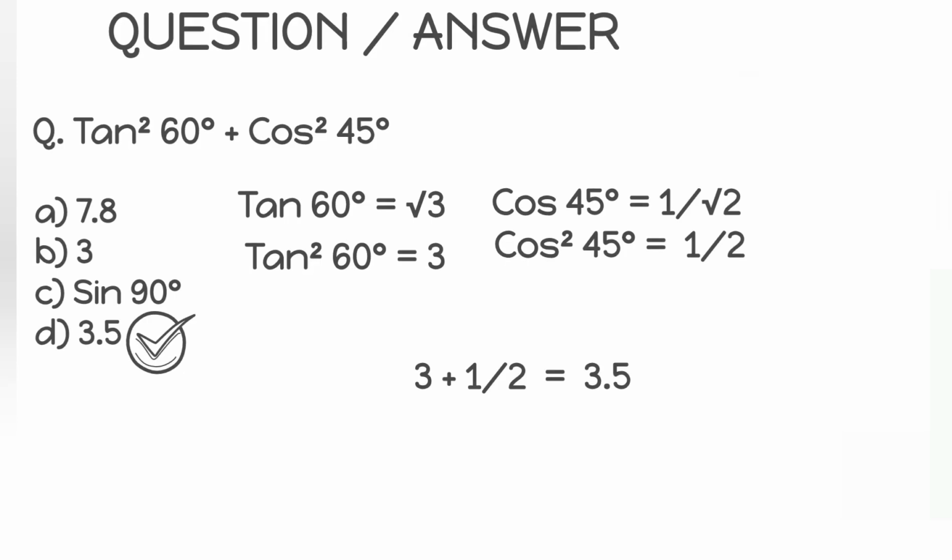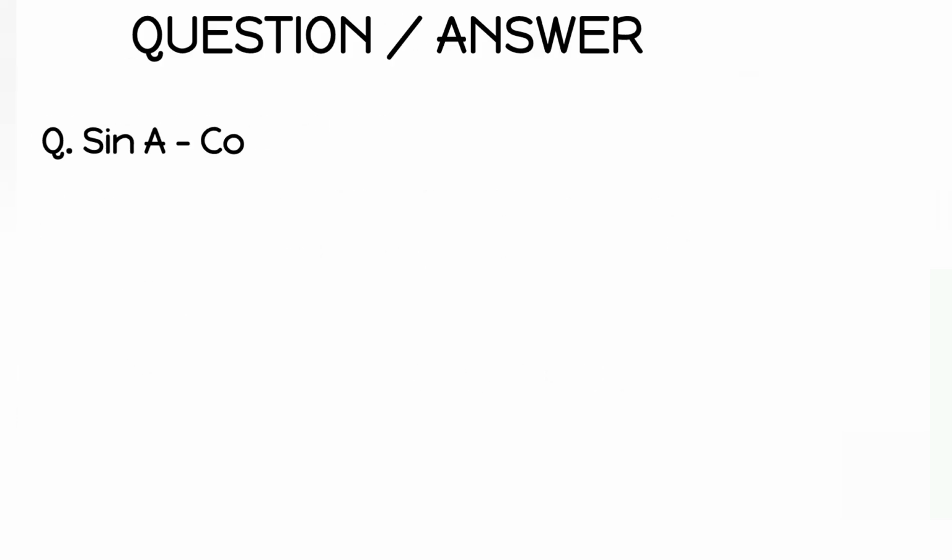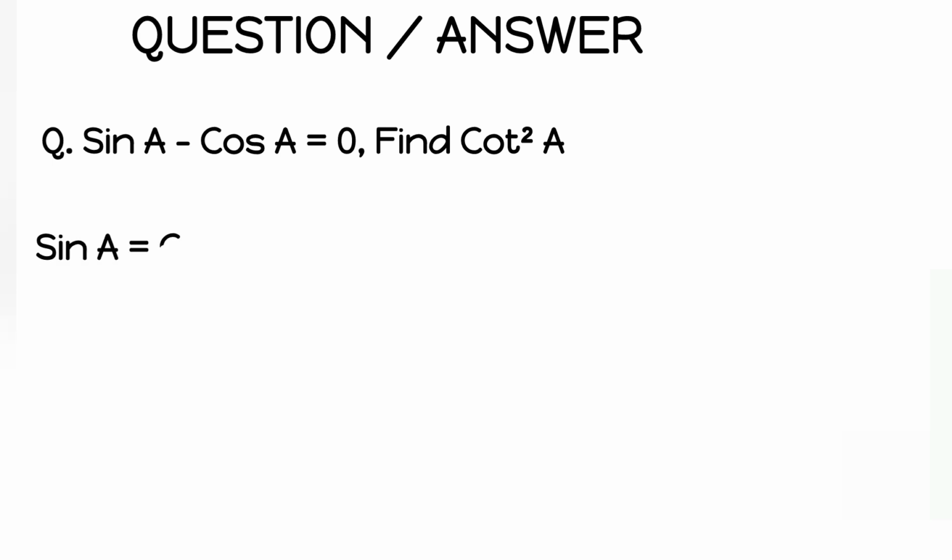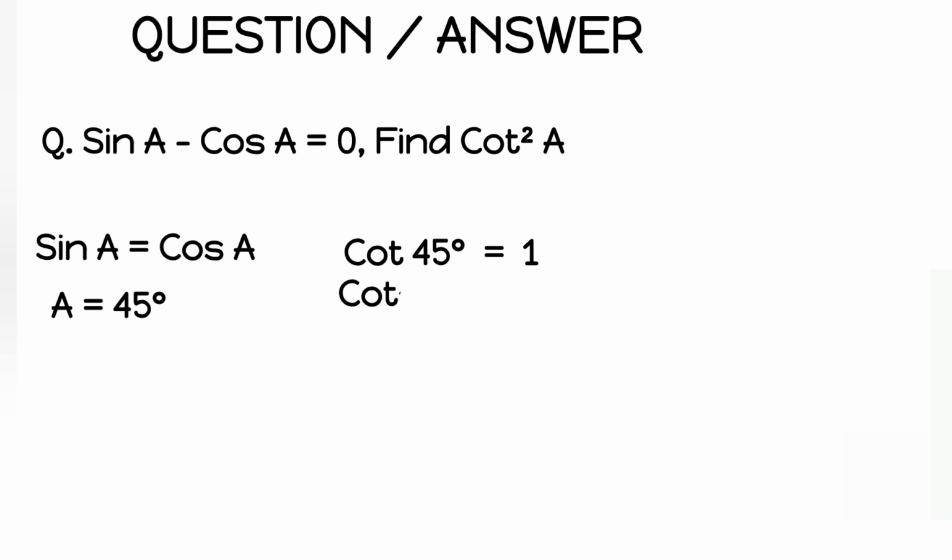Question number 2. Sin A minus cos A equals 0. Find cot square A. Let's solve this. Sin A minus cos A equals 0, so sin A equals cos A. Sin A and cos A are both equal at 45 degrees. So angle A equals 45 degrees, and cot 45 is 1. So cot square 45 is 1 square, which is 1.